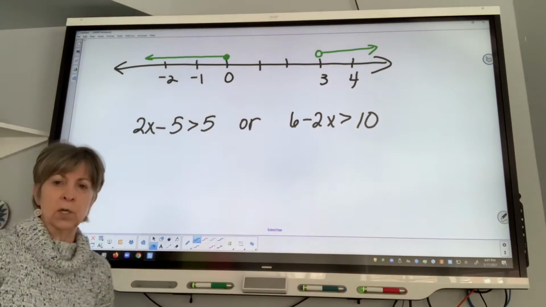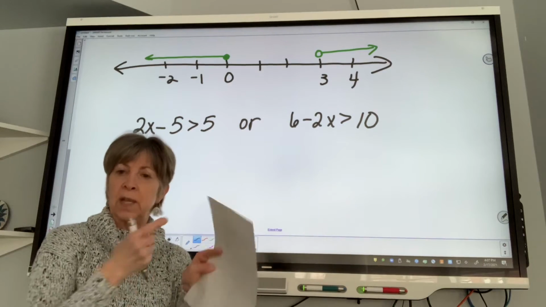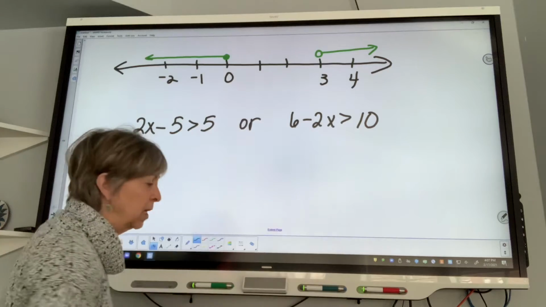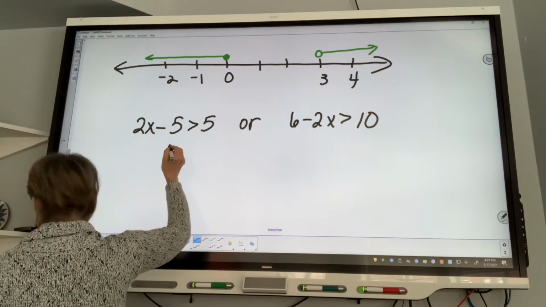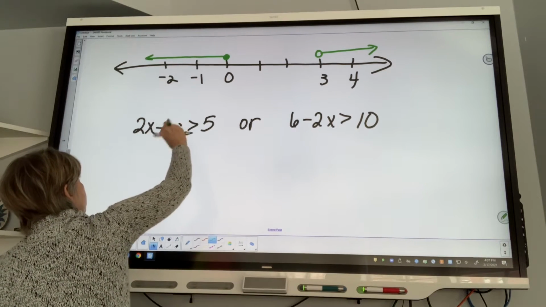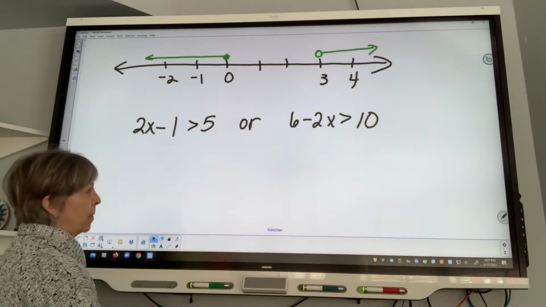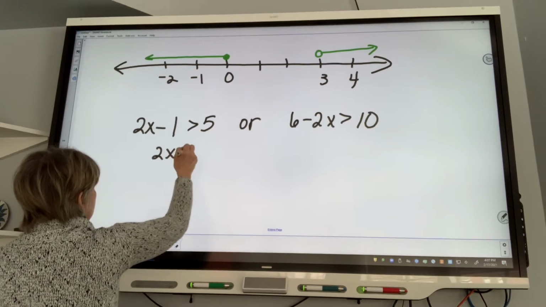So what we're going to do, this is really pretty easy. We're going to just solve each of these inequalities because they stand by themselves. We're going to solve each one on its own. So this one, I'm going to add 5 to both sides. Oops. Actually, guys, if this is supposed to be a 1, sorry about that. I misread it off my paper. So I'm going to add 1 to both sides.